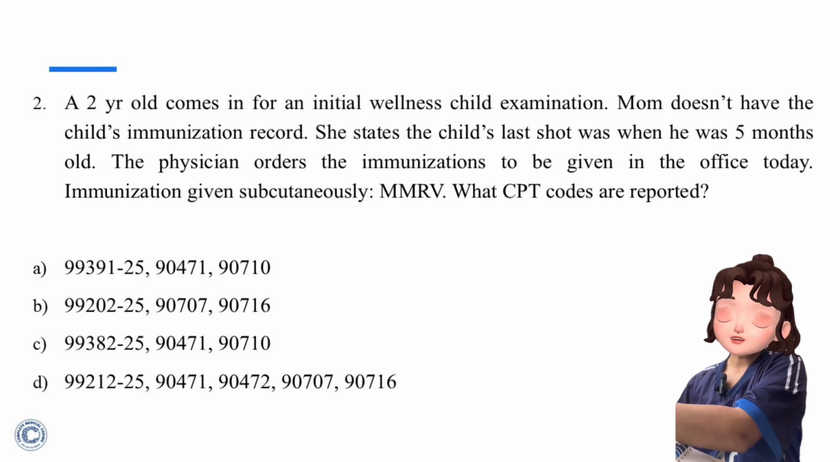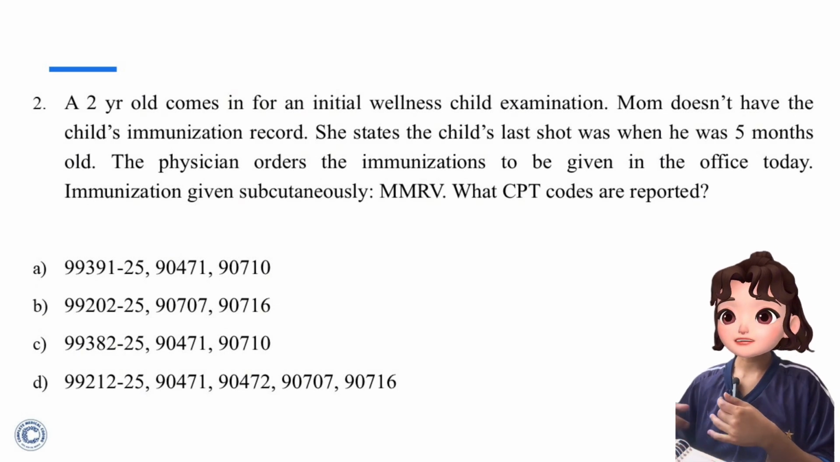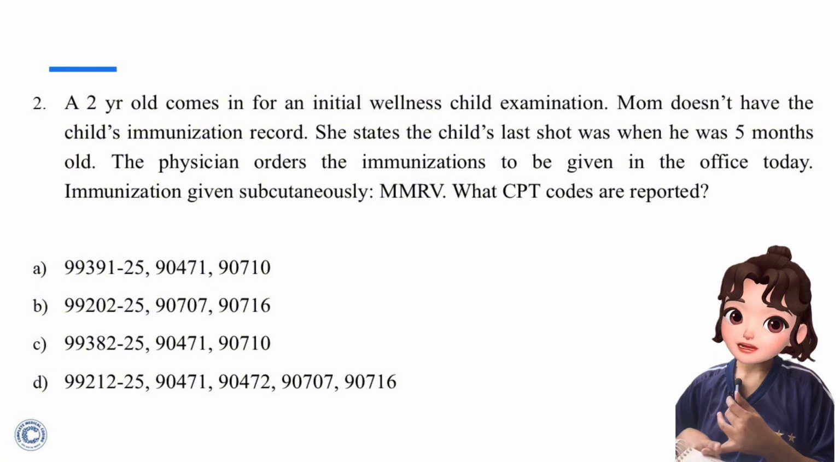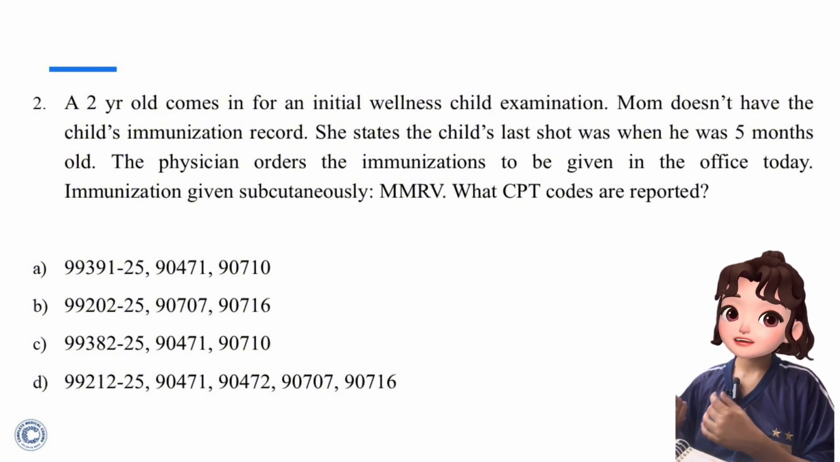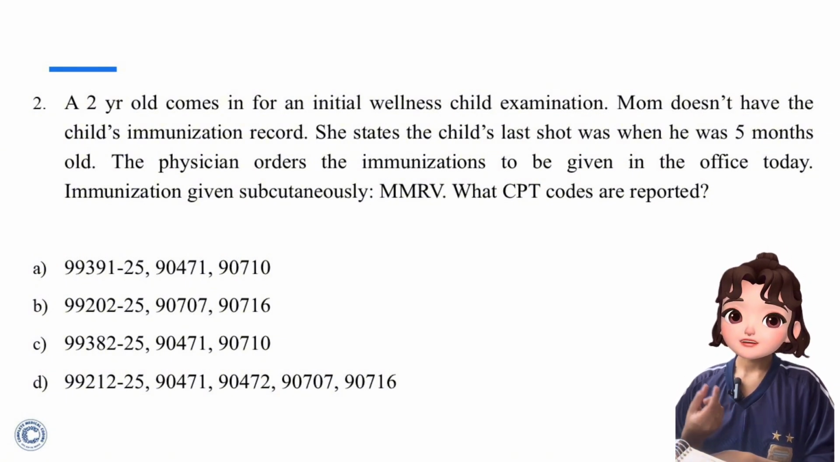Yes, so 90471 is the administration code for one vaccine. Here MMRV is a single dose. Of course, it is measles, mumps, rubella, varicella, 4 different types, but it is given as a single shot, as a booster. That is why a single code is there, 90710.